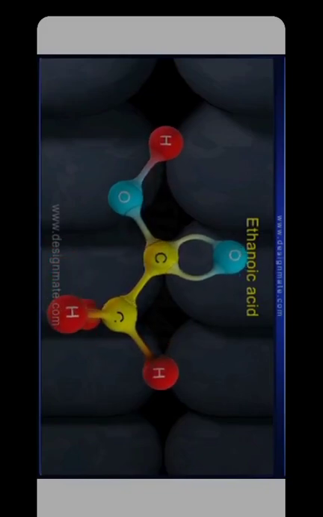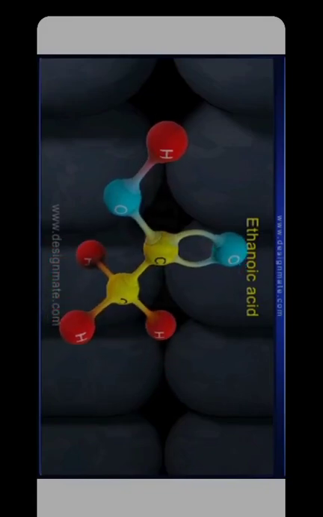The second member is ethanoic acid, commonly called acetic acid. The name is derived from acetum, the Latin word for vinegar.